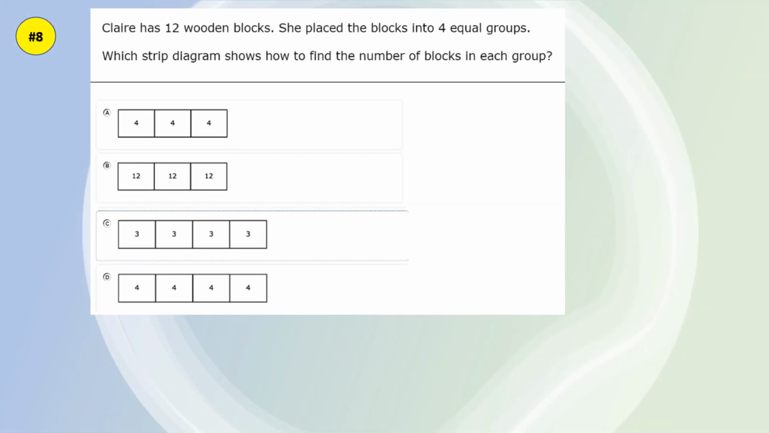Let's take a look at number 8. Number 8 says, Claire has 12 wooden blocks. She placed the blocks into 4 equal groups. Which strip diagram shows how to find the number of blocks in each group? Now, I see the word each. I could use a Get chart. I sure could.